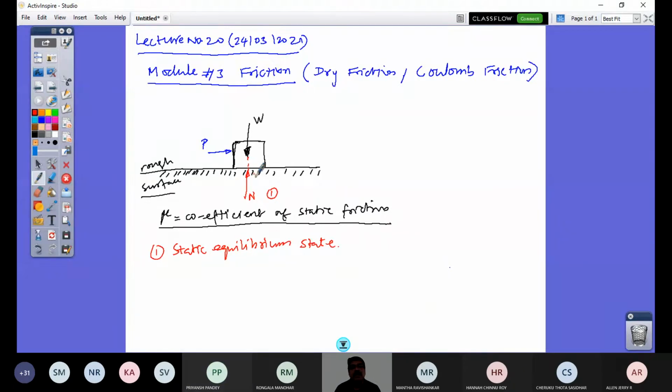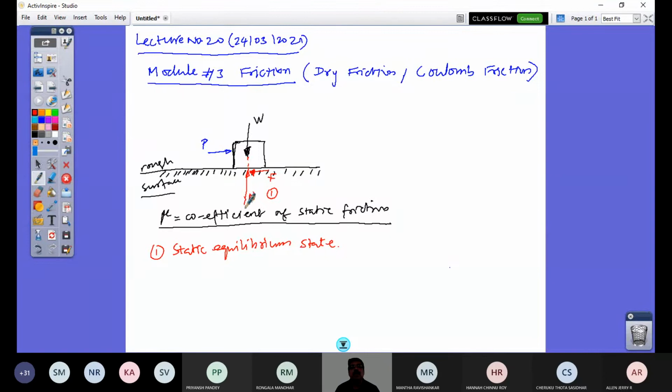Friction, sir. Friction. Yeah. So that would be acting where? It will be acting at the tangent of the contacting surfaces, in tangential direction. That's why the location where you have to draw the friction force is in this direction. So this is my friction force. So now what does happen? The applied force P is equal to the friction force that has come.